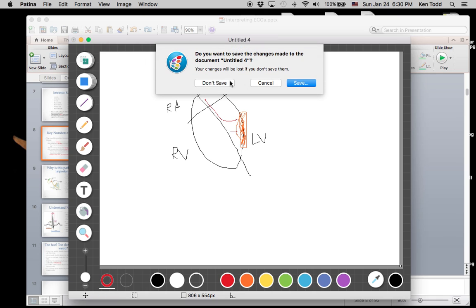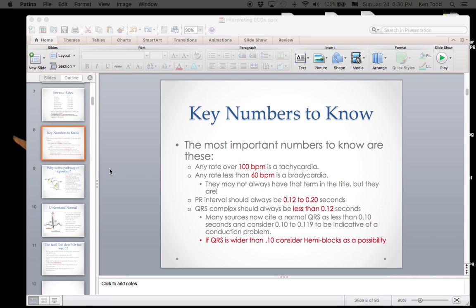So we're going to go back to the PowerPoint and go over a few key numbers to know. There's not a lot of them, surprisingly. Two of the biggest ones are 100 and 60. So just know that any rate that's over 100 beats per minute is considered a tachycardia. Any rate that is less than 60 beats per minute is considered a bradycardia. And they may not always be in the title of the rhythm, but usually they are.